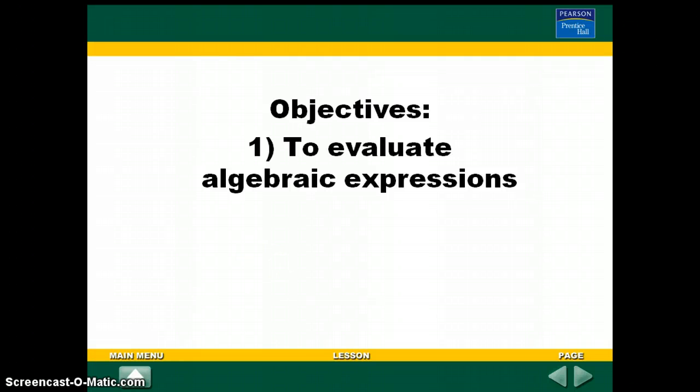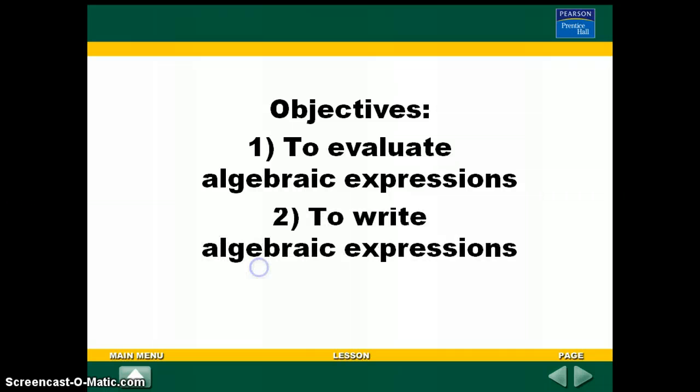Number 1, to evaluate algebraic expressions. So you'll notice that's a vocab word we have later. So we want to evaluate. That means figure out what they are. Like if you evaluate someone, you're maybe judging them even. And second of all, to write algebraic expressions. So we're doing two things, writing and evaluating. So they're kind of both tied to the same thing, but that's what our goal is for today.